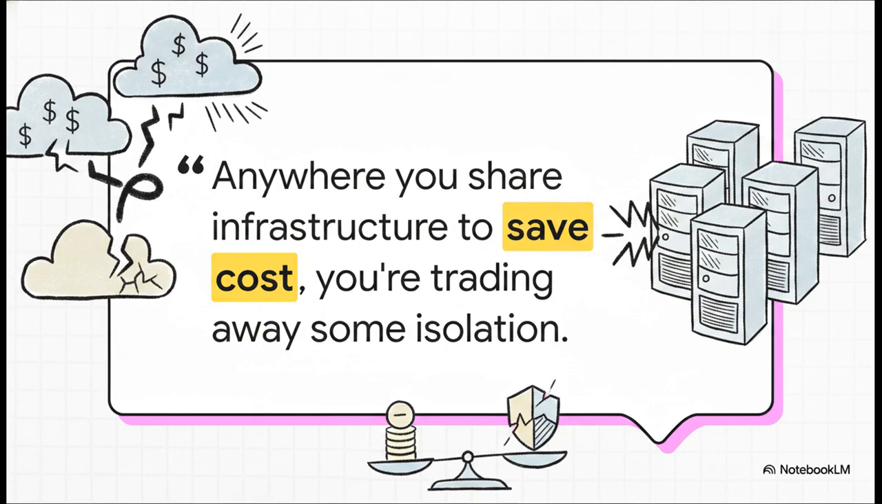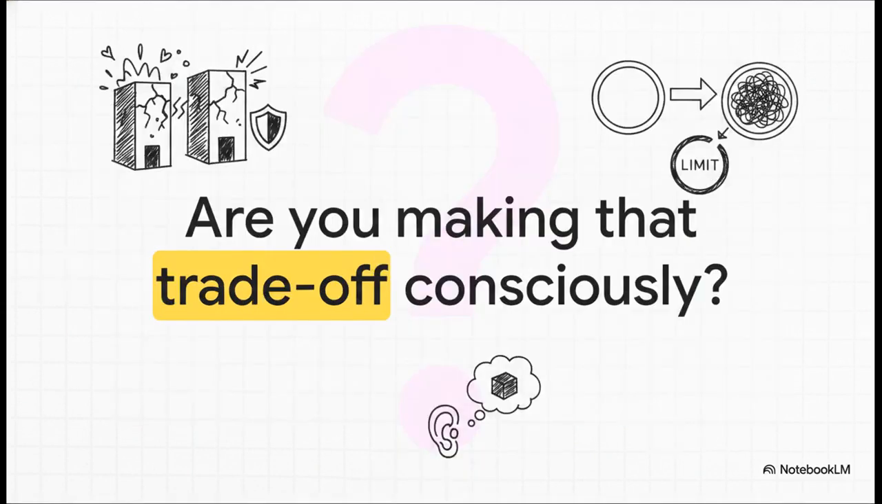Anywhere you share infrastructure to save cost, you're trading away some isolation. It's just a fact. Sharing lowers your bill, but it fundamentally opens the door to contention. Which leaves us with the ultimate question. Take a look at your own system designs right now. Are you making that trade-off consciously, with proper limits and bulkheads already in place? Or are you making it by accident, just waiting around for a noisy neighbor to move in and completely crash your party?